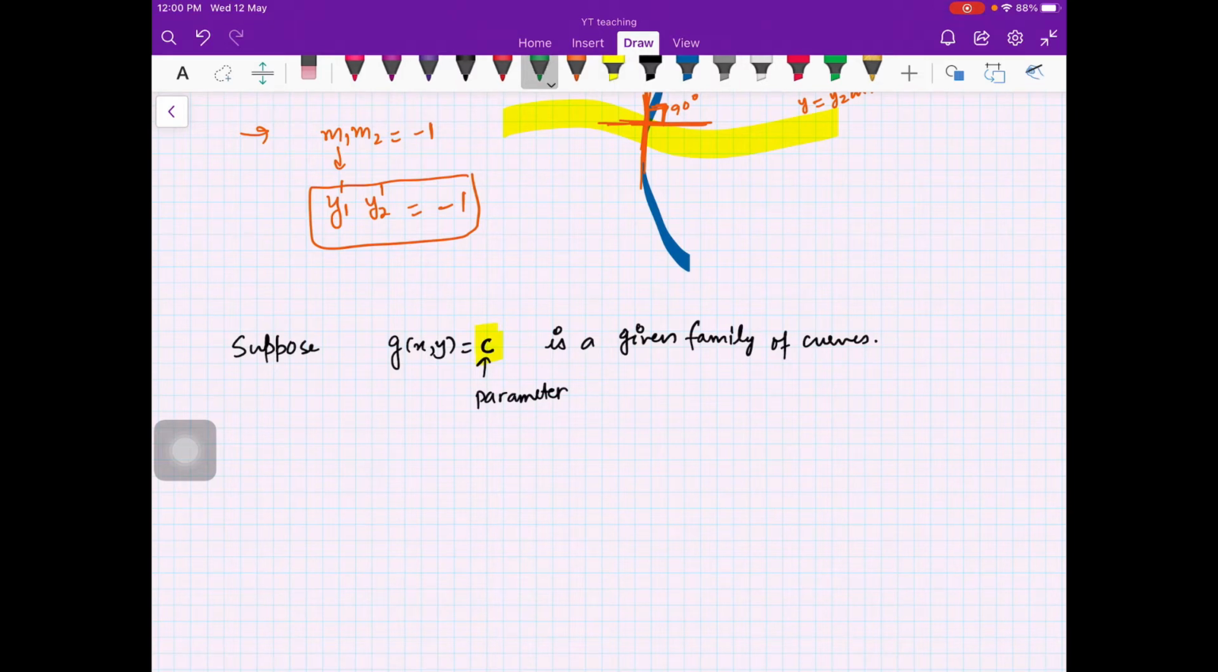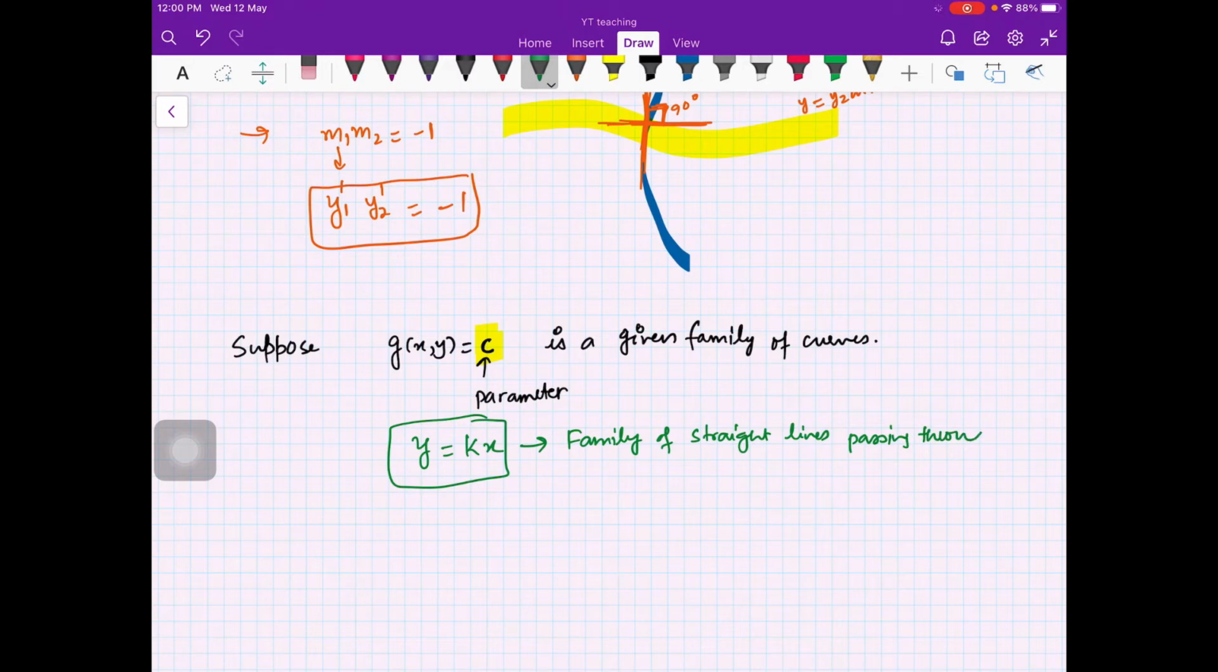So for example, you can have something like this: y is equal to kx. So this is a family of straight lines passing through origin. Okay, so it means that if you just plot them, what you will get is something like this. So these are the curves, right?